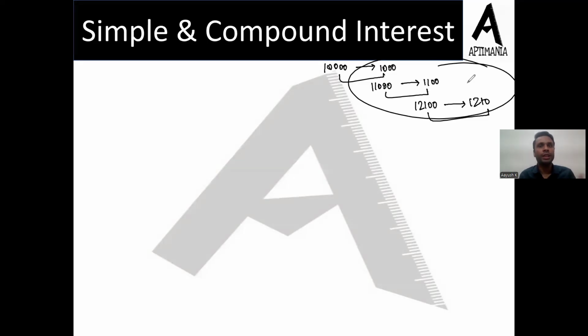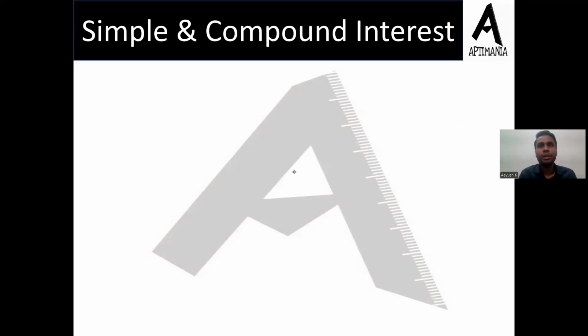In simple interest it wasn't increasing every year. It was the same until or unless your rate of interest changed. Here it keeps on increasing. There we were calculating it on the principal value every time. Here we are calculating it on the amount every time. So let's start with the concept of compound interest.